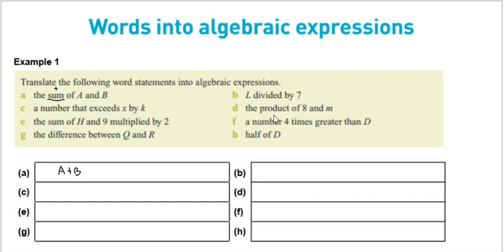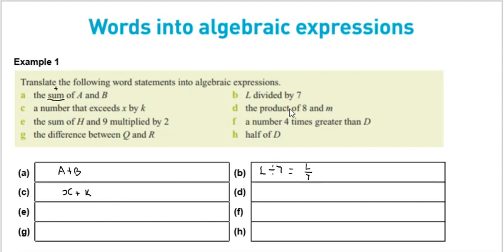Alright, L divided by 7. Well, L divided by 7. But as we know in algebra, we don't write it as L divided by 7. We write it as L over 7. A number that exceeds x by k. So exceeds, there's another word for exceeds, which is increase. So we need to increase x by k. So we're going to go x plus k.